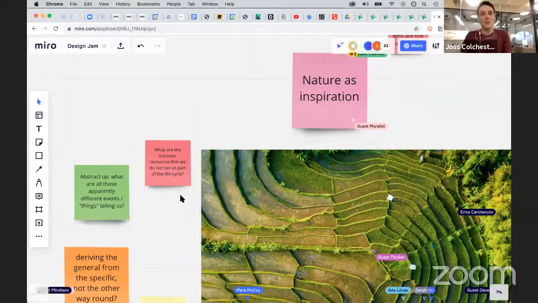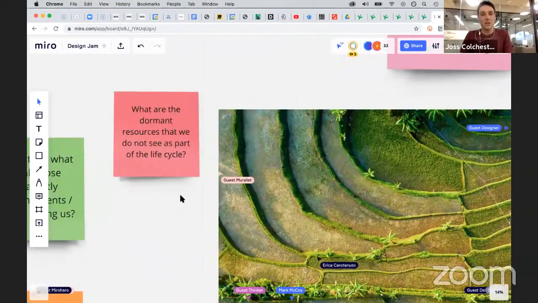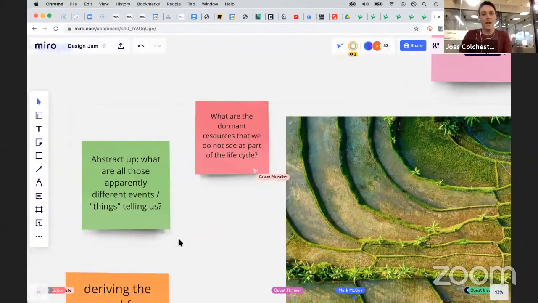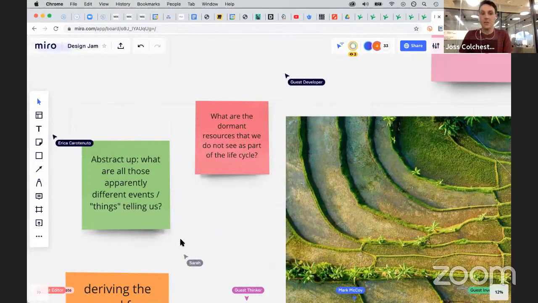What are the dormant resources that we do not see as part of the life cycle? Anybody want to talk on this? The dormant resources we do not see as part of the life cycle. Abstract up, what are all those apparently different events telling us? Anybody?